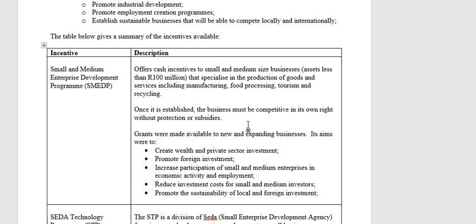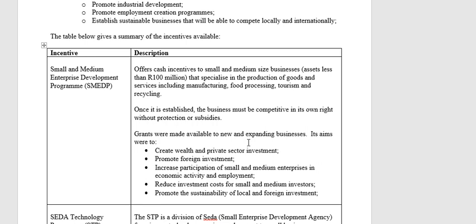The government is not going to protect you as an infant industry with protective measures, with subsidies, with import taxes, with quotas or anything like that. Once you have received the incentive, you have to be competitive in your own right. You cannot depend on or need more government intervention or protection. Once that incentive has been paid, the government's duty is done. You have to then run that business in a sustainable way.